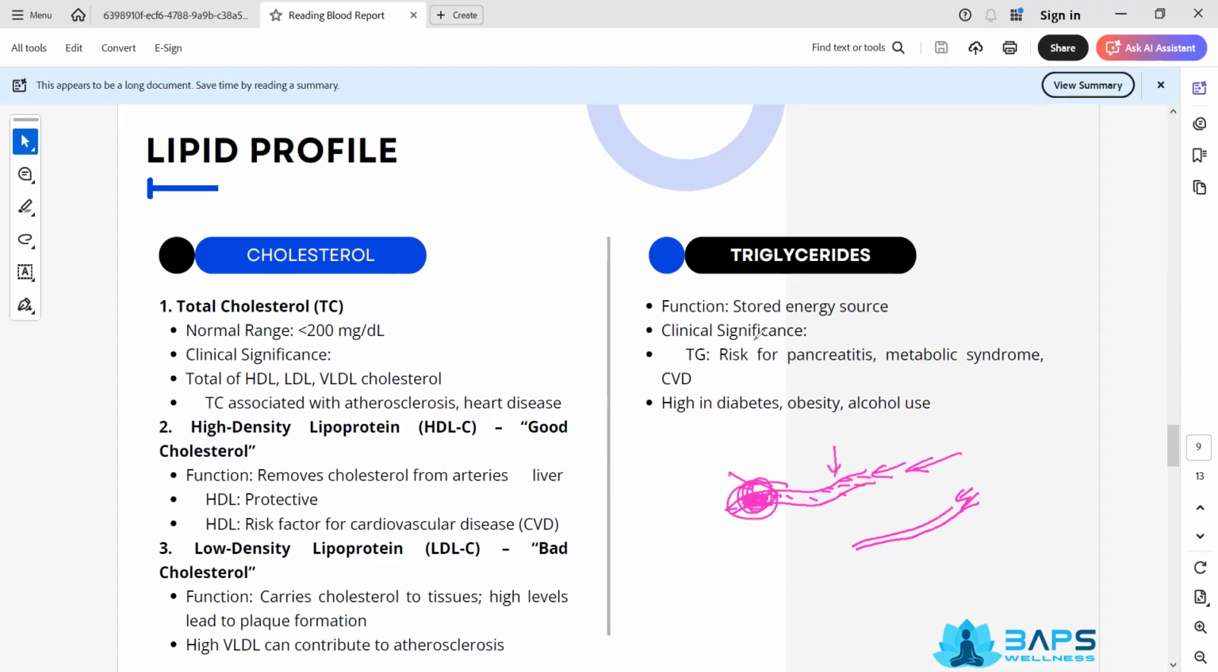Okay. You come to the triglycerides. They are the energy reservoirs. And there is a risk for pancreatitis and metabolic syndromes and also cardiovascular disease. CVD is cardiovascular disease. So normally we can see high triglycerides in the case of diabetes and obese patients and alcohol abuse.